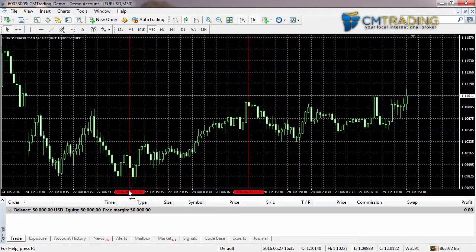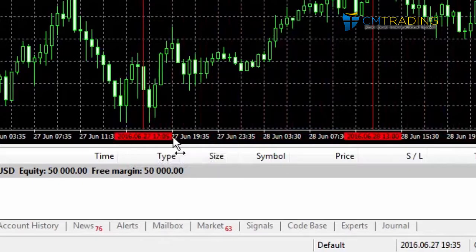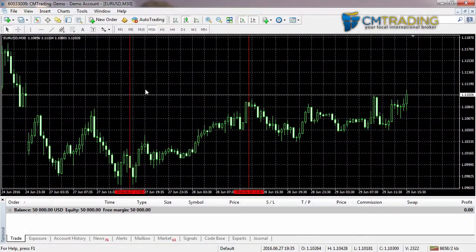Now the vertical line is putting in a timestamp. I like to think of it as an exact timestamp, and I put these lines in whenever a major news event has come out or something that I need to keep an eye on, and just to make an explanation of what happened.